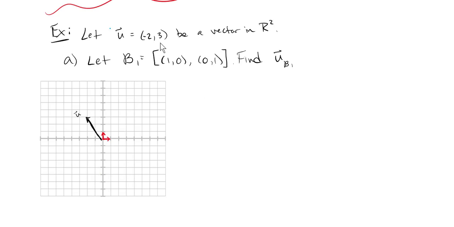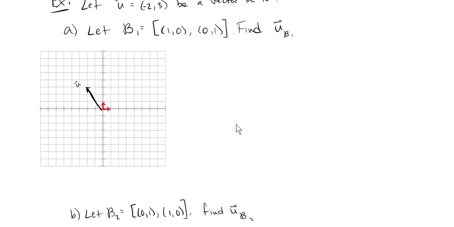Let's let u equal (-2, 3). That's a vector in R2. And let the ordered basis B1 be this ordered set of vectors (1, 0), (0, 1). We want to find the coordinate vector u_B1, with respect to ordered basis B1. So what are we really trying to do? We're trying to take this vector u, and we want to find scalars. We need to figure out how to write u as a scalar linear combination of these basis vectors.